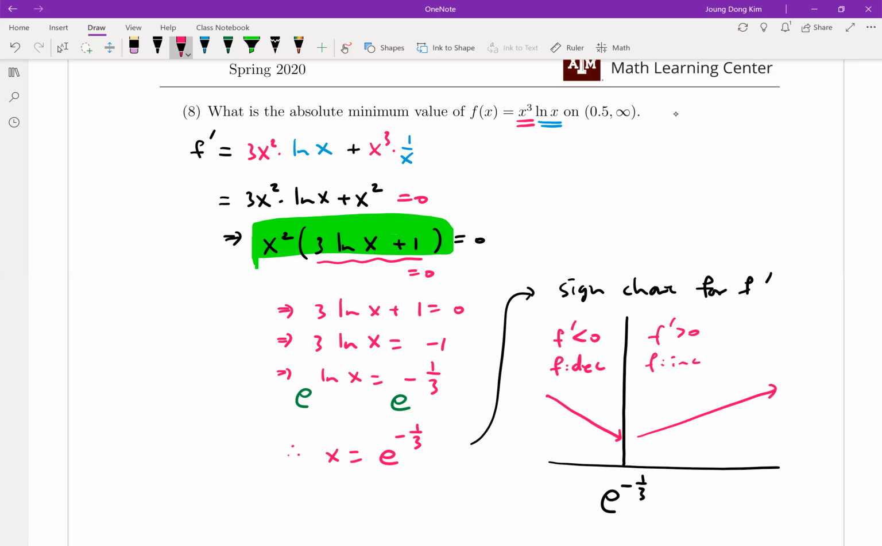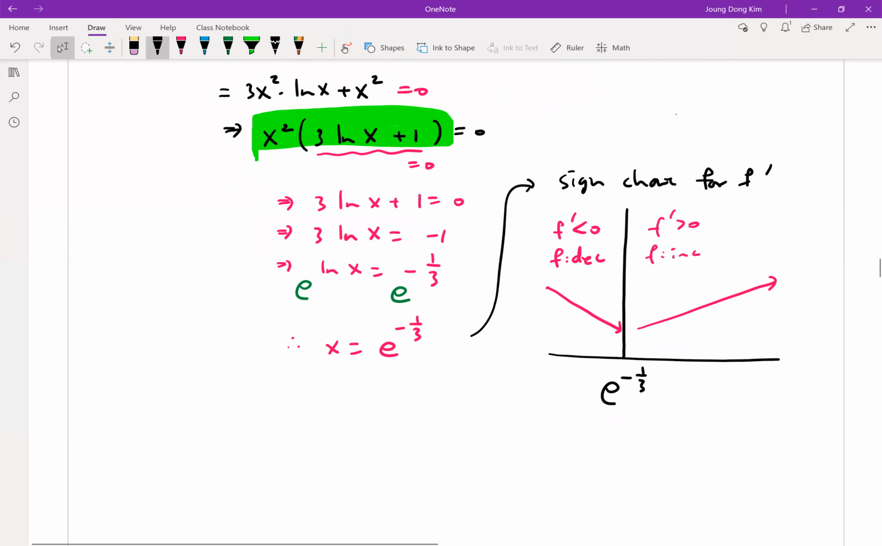Since there's no other critical value and your graph never comes down again, we can say there is an absolute minimum at that point.